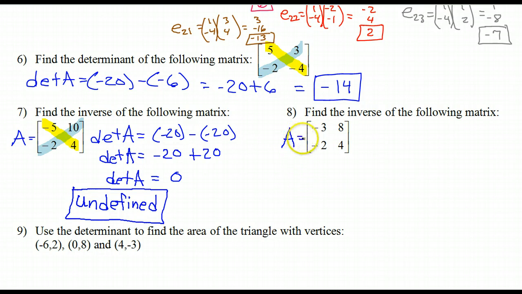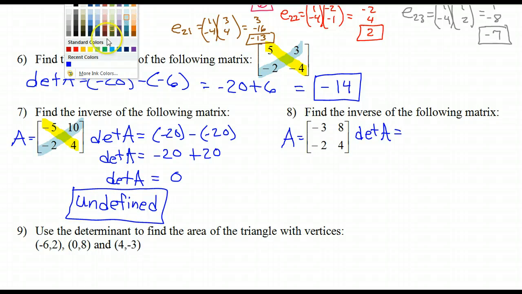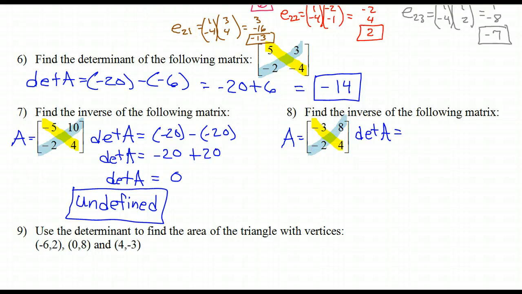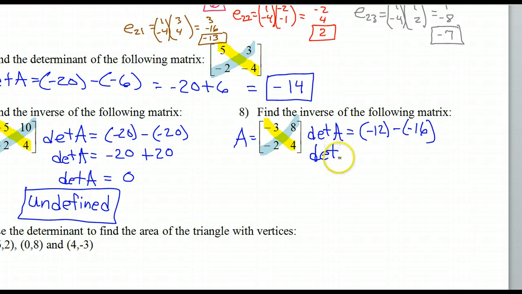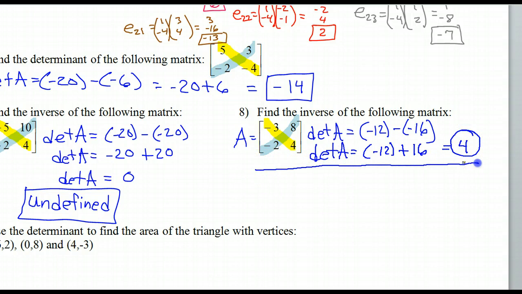So if I call this matrix A, once again we have to start with the determinant in order to find the inverse. So the determinant, once again, is the down diagonal minus the up diagonal. So this minus this. So that's going to be negative 12 minus negative 16. So that means the determinant is negative 12 plus 16. So that means the determinant is 4. So there's the determinant.